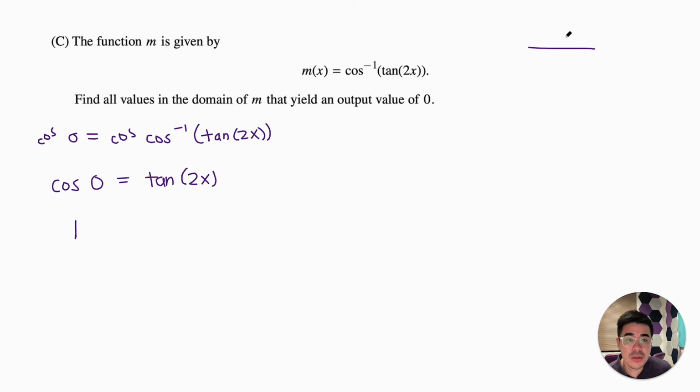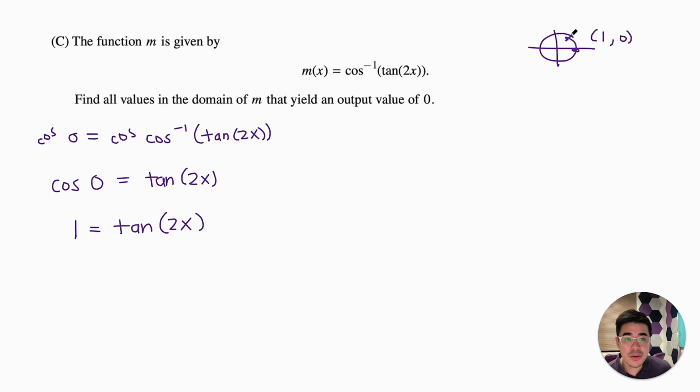If you need to draw a little unit circle for yourself, you can do that. This is where 0 is, and then cosine corresponds to the x value on the unit circle. And so we're looking for values of where tangent is equal to 1. And notice how this question says find all values in the domain. So where are all values where tangent is equal to 1?